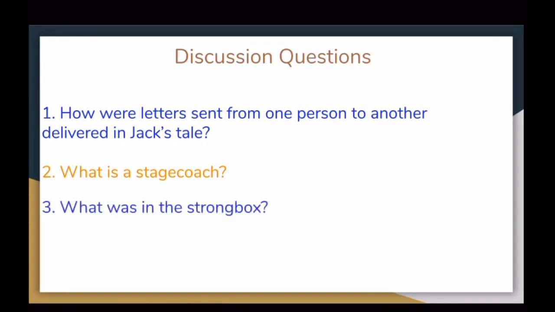What was in the strong box? Right, there was money in the strong box. What happened to Bart? You got it. He was caught and was locked up in jail, and then he was let out, and he was no longer an outlaw.